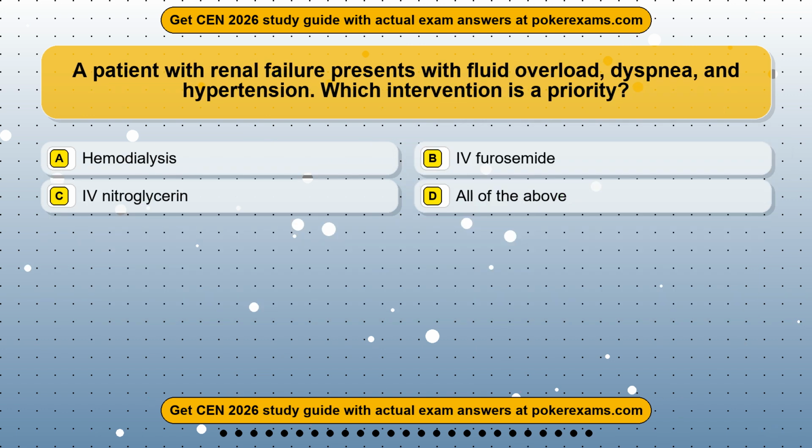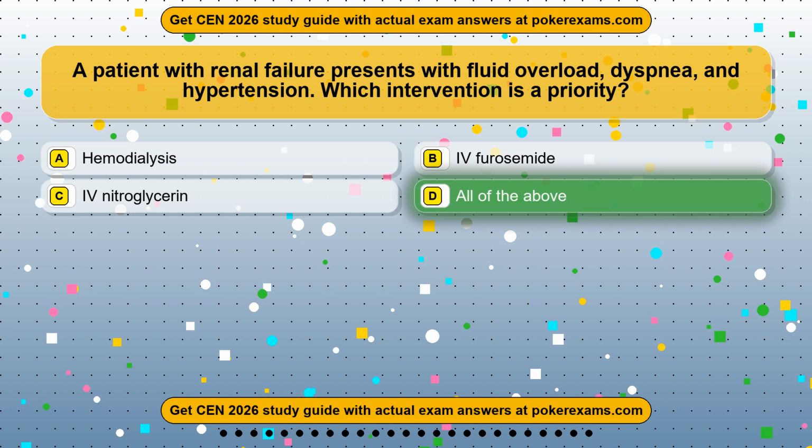Question 3. A patient with renal failure presents with fluid overload, dyspnea, and hypertension. Which intervention is a priority? Option A, hemodialysis. Option B, IV furosemide. Option C, IV nitroglycerin. Option D, all of the above. The correct answer is Option D, all of the above.